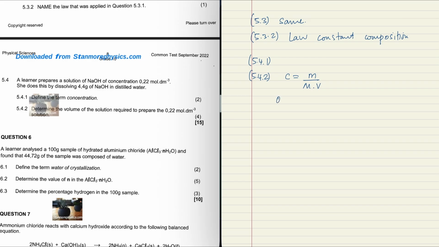So the concentration is 0.22, and that's equal to the mass, which is 4.4, over the molar mass of NaOH, which is going to be 23 plus 16 plus 1, times the volume. Now, we can solve for volume by switching this value and that value. And the volume is going to equal 0.5 dm cubed.